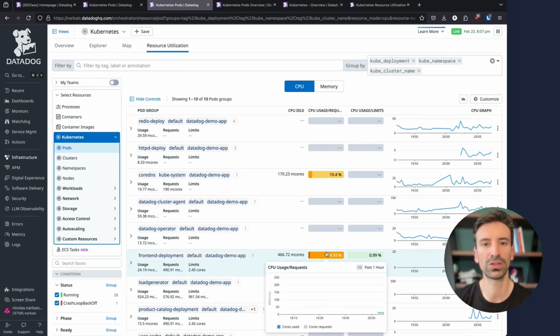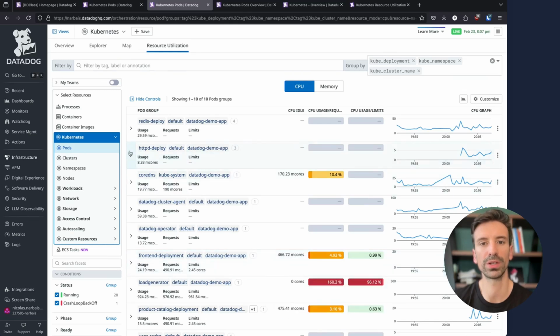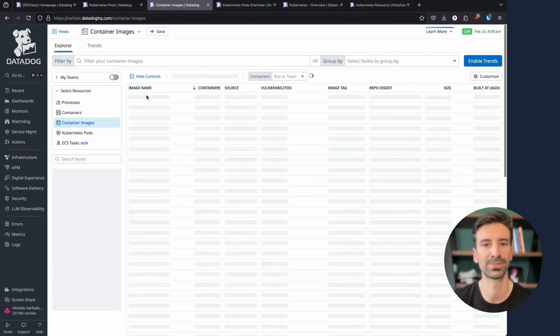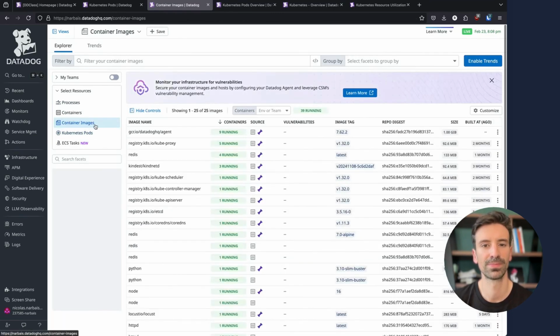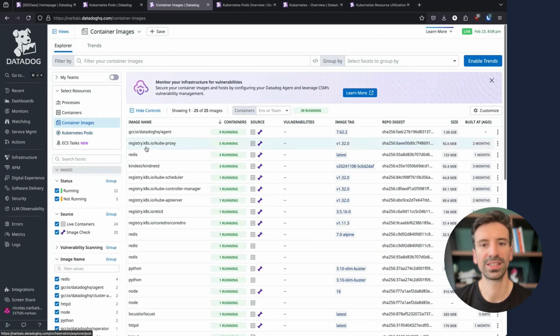The last piece I want to show you on the infrastructure level about Kubernetes is the ability to look at the container images. In this view, we can see all the images currently running. This column shows the tags for each image, so you can see the versions actually running. If you have any security breach, you could quickly check if there are containers to update.